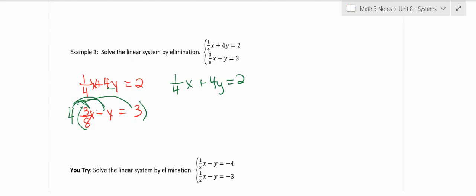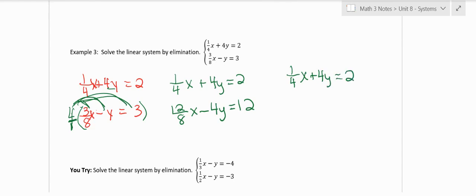For this one, if I distribute 4 times 3/8, again, that's like a 4 over 1. So if I multiply, I would get 12/8 minus 4y equals 12. And then 12/8, you can actually see would reduce. If I want to keep it as an improper fraction, this would actually reduce to 3/2.